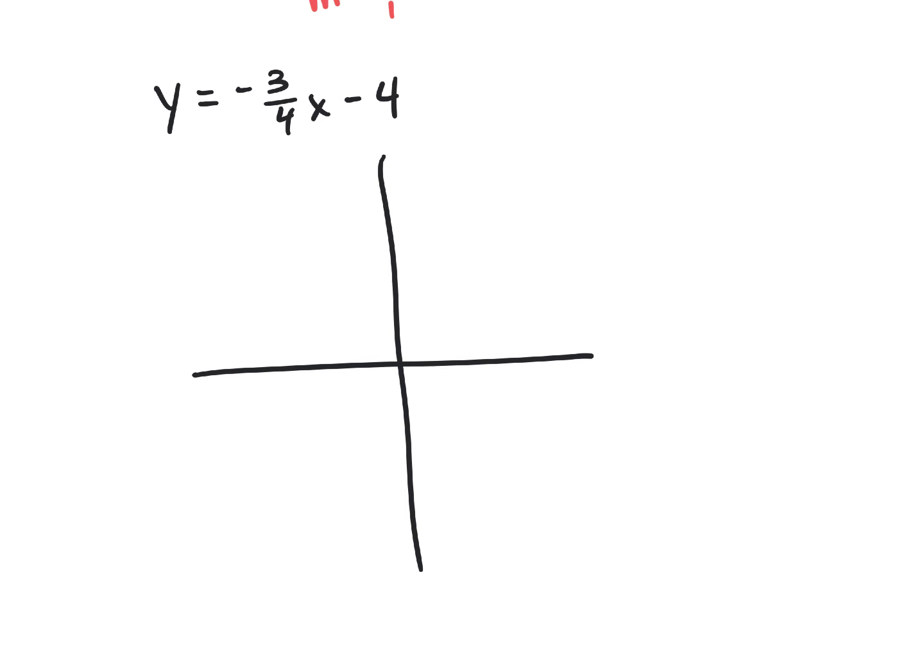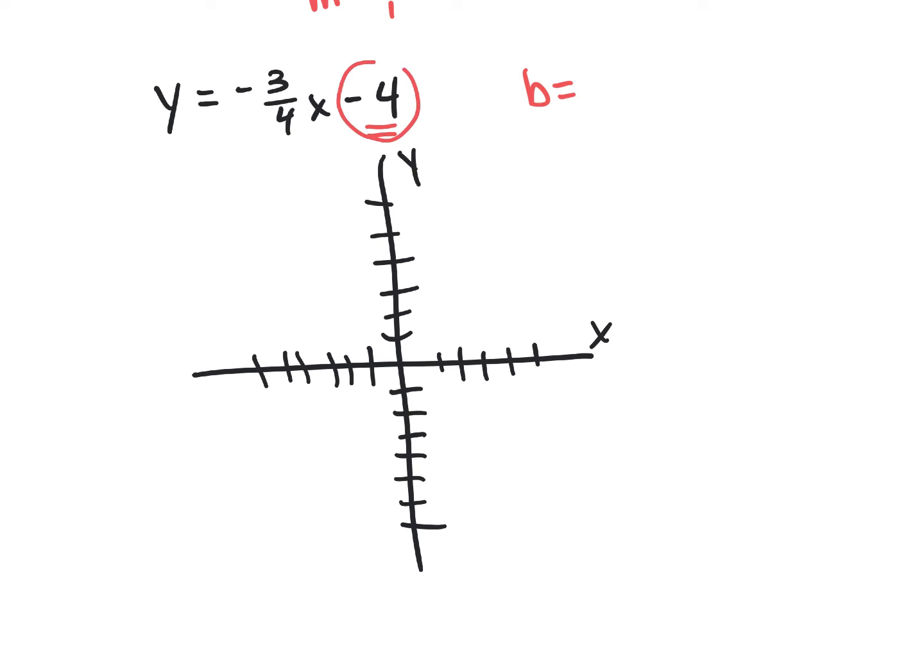So we have y equals negative 3/4 x minus 4. So we're going to do our x-axis and our y-axis. 1, 2, 3, 4. And we're going to do our coordinate plane. Okay, so the first thing is to find b. What is going to be on your y-intercept? Again, it is the number without a variable. It's just the number. So this is negative 4. So I'm going to go on the y-axis. I'm going to go down 4. 1, 2, 3, and I'm going to put a point, 4.